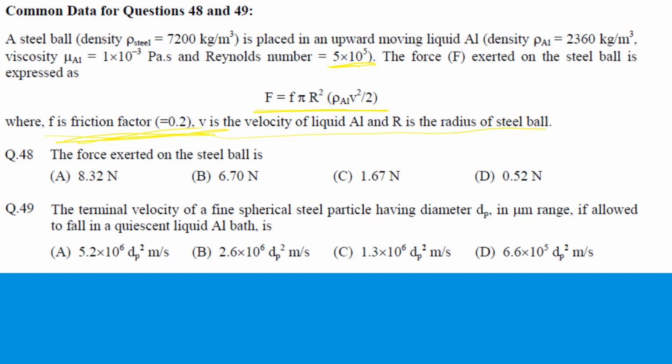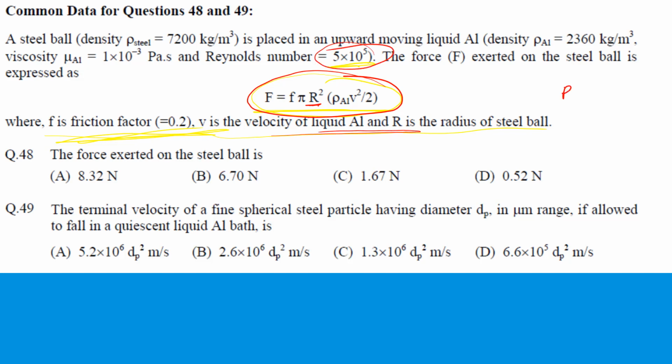The force exerted on the steel ball is the first equation. It is asking to find what is the amount of force. So this is the expression for the force, and to find the force we need values like f, R, rho, V square by 2. You can see the R value is not given. What is the radius of this steel ball? It is not given. But one thing is given over here, and that is your Reynolds number.